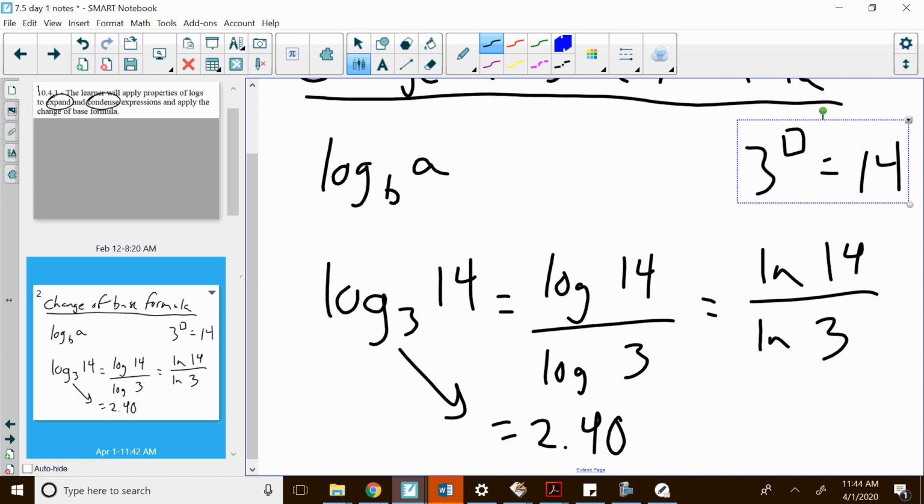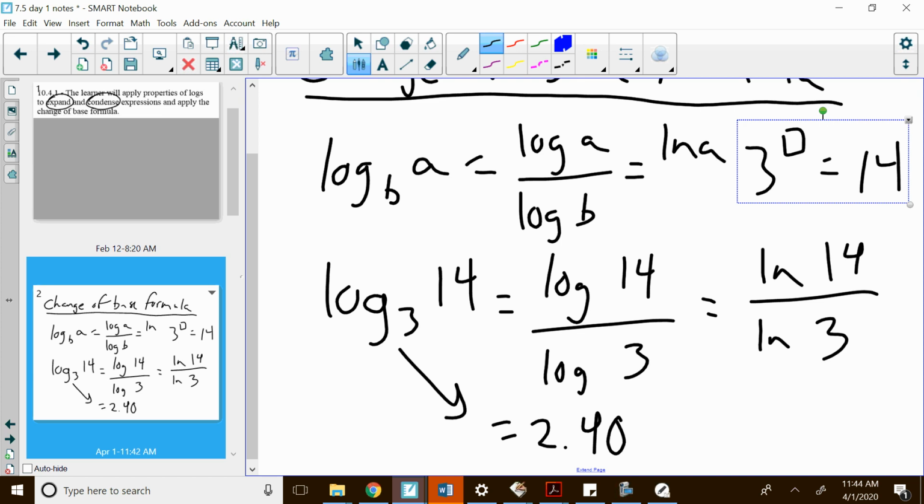So in general, the log base b of a is equal to the common log of a over the common log of b. Or the natural log of a over the natural log of b. You could do that as well. So it's cool. It's almost like a little bit of a loop. You loop around like this: log of a over log of b.